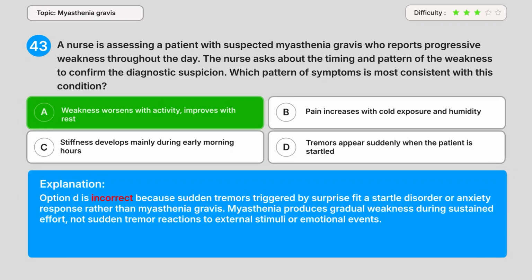Option D is incorrect because sudden tremors triggered by surprise fit a startle disorder or anxiety response rather than myasthenia gravis. Myasthenia produces gradual weakness during sustained effort, not sudden tremor reactions to external stimuli or emotional events. Myasthenia gravis has a signature symptom pattern, and exam questions love to test it. The right answer is weakness that worsens with activity and improves with rest.